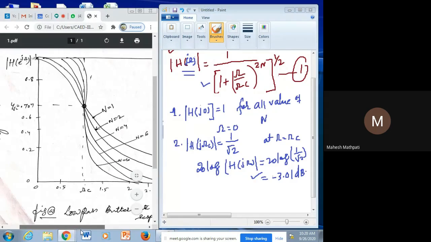So if you look at into this diagram again, so if I take omega equals to omega c, यहाँ पे omega c वैल्यू है, तो अपना वैल्यू क्या आ रहा है? The value is 0.707, that is 1/√2 equals to 0.707. So that point we are calling it as the -3 dB point value.